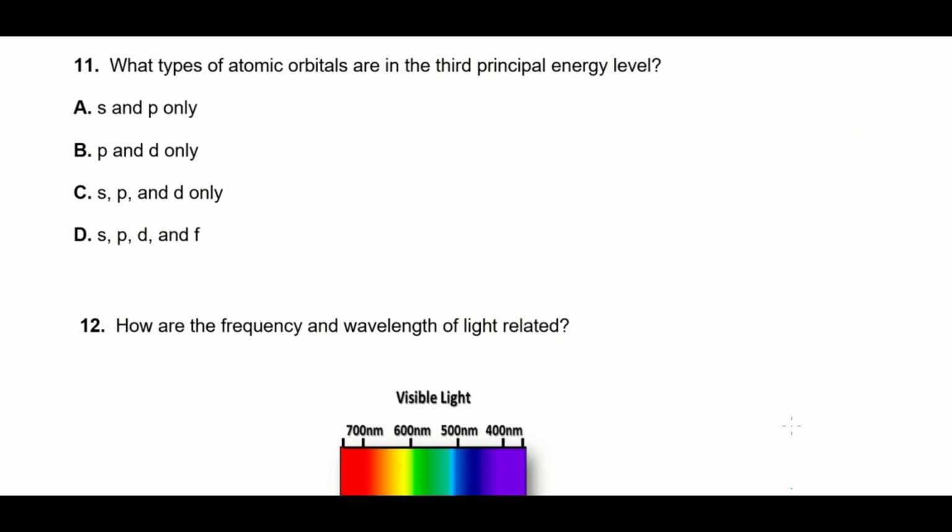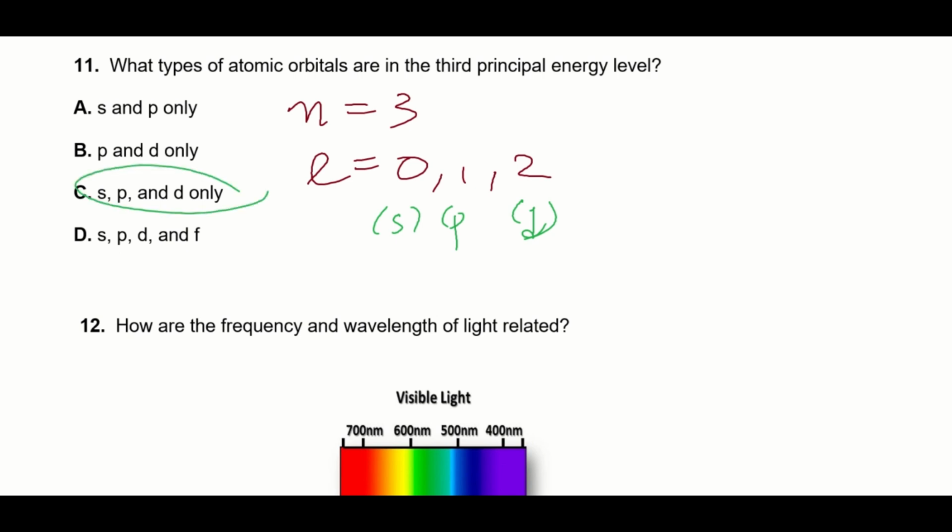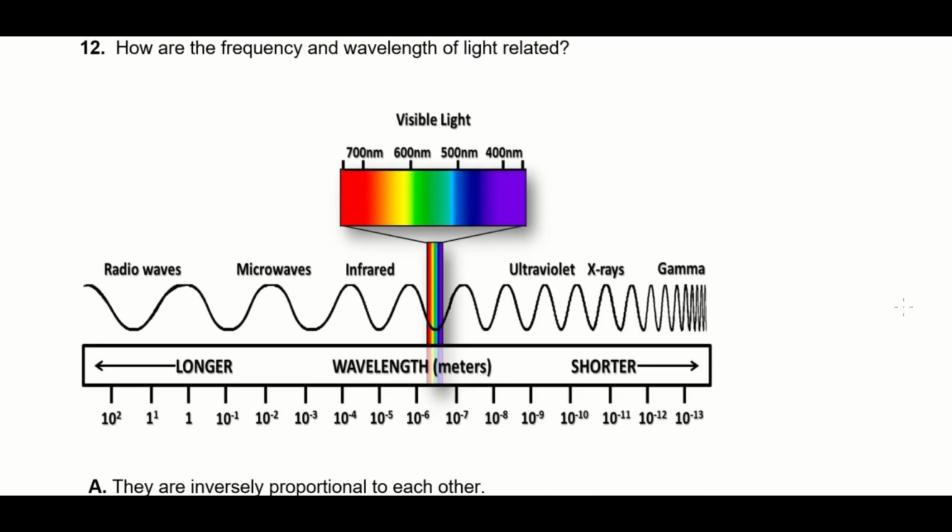All right, third principal energy level, when n is equal to 3, l can have values from 0, 1, and 2, right? The 0 represents s orbitals, 1 represents p orbitals, and 2 represents d orbitals. Now, you probably knew that without having to do this. You just probably memorized that on the third energy level there's s, p's, and d's.